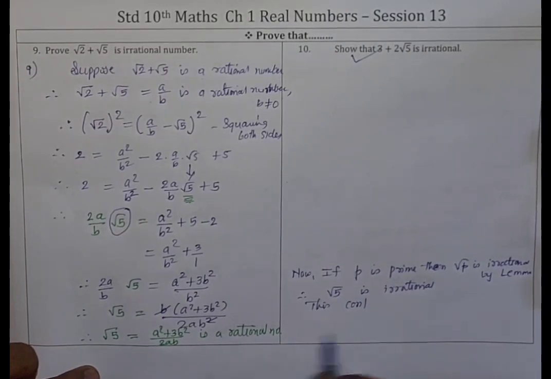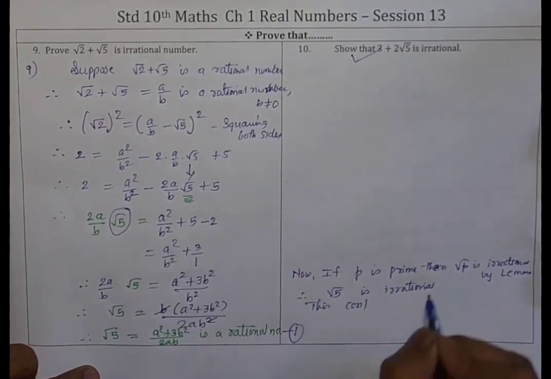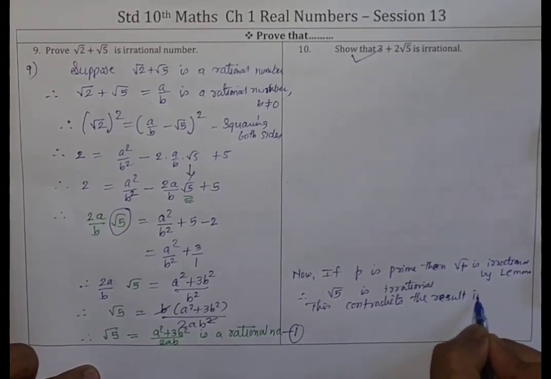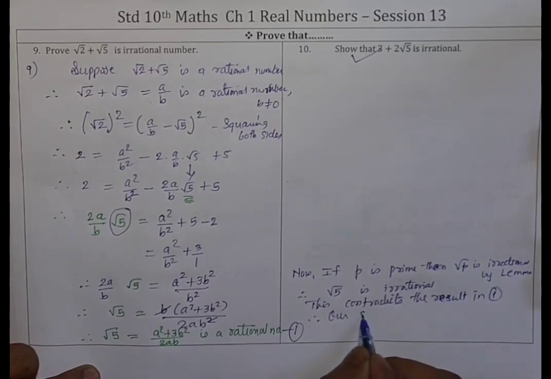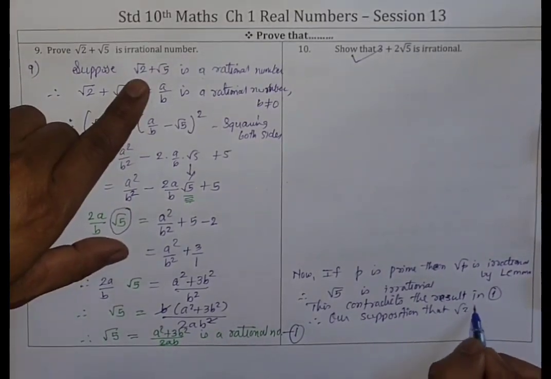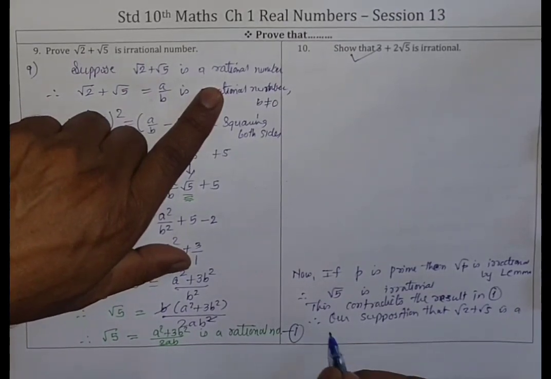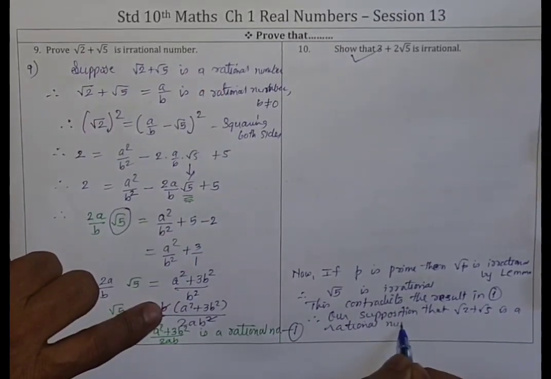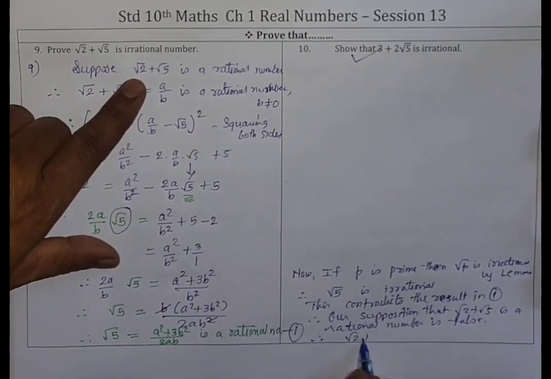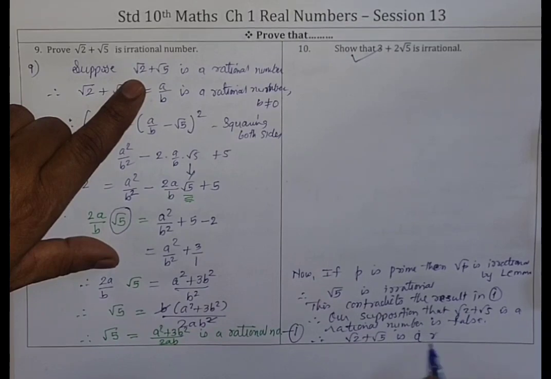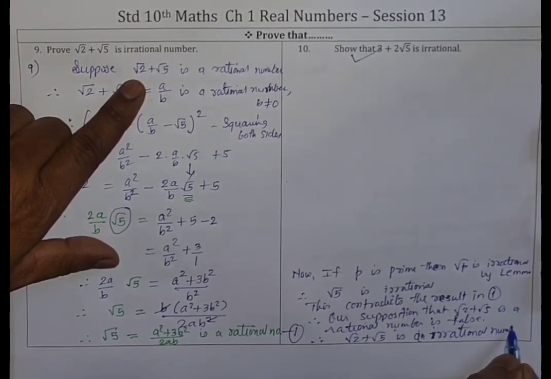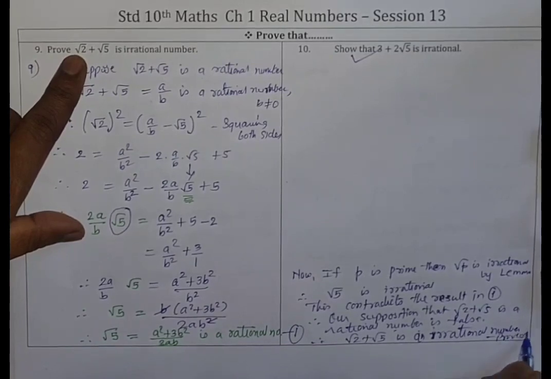This contradicts, yes, isko result 1 keh denge. This contradicts the result in 1. Therefore, our supposition that root 2 plus root 5 is a rational number is false. If that is false, what is true? Therefore, root 2 plus root 5 is, n likhna padega, an irrational number. Prove that. So, prove. Clear, children?